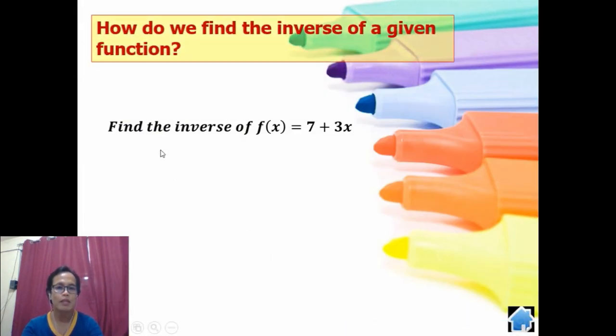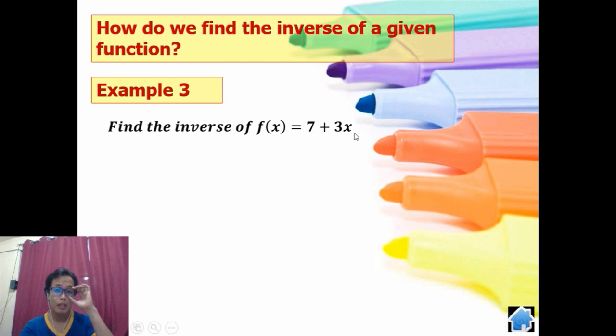For example, you are given this function, f of x equals 7 plus 3x. Then, you will find the inverse of this. So, how do we find the inverse of 7 plus 3x? So, again, we follow the steps. We replace the notation f of x with y. So, instead of writing f of x, we replace it with y. So, the resulting equation is y equals 7 plus 3x.